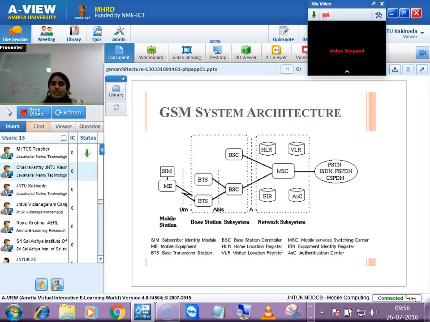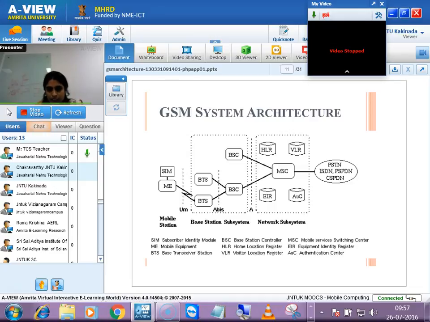And the SIM stores the identity of the person: who has registered with that SIM, what the name of that person is, where he resides. That is the reason some other card or document is required when you take a new SIM. This is the SIM, and this is the mobile station. The mobile station is purely your mobile equipment.